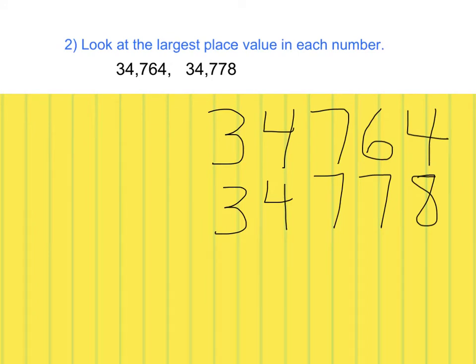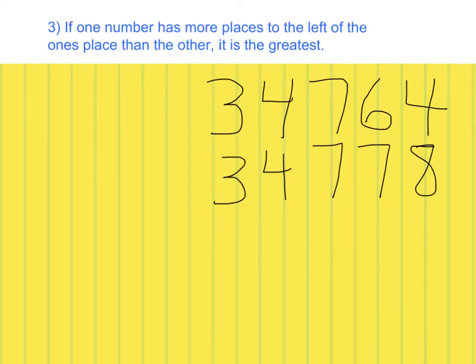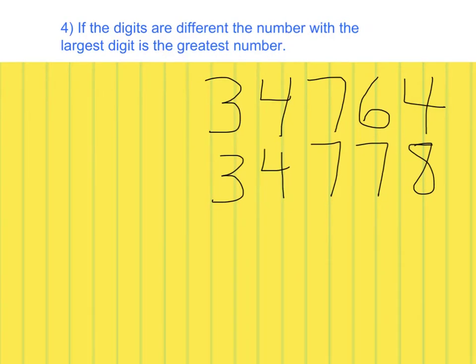Okay, so now that I have the numbers lined up, I'm going to look to see if there's more digits in one number than the other. And there's not. Now that we know that the numbers have the same number of digits, we're going to start looking at the place value. So start by looking at the very first place value, the largest of them, which is the 10,000s place. And we see they have the same number.